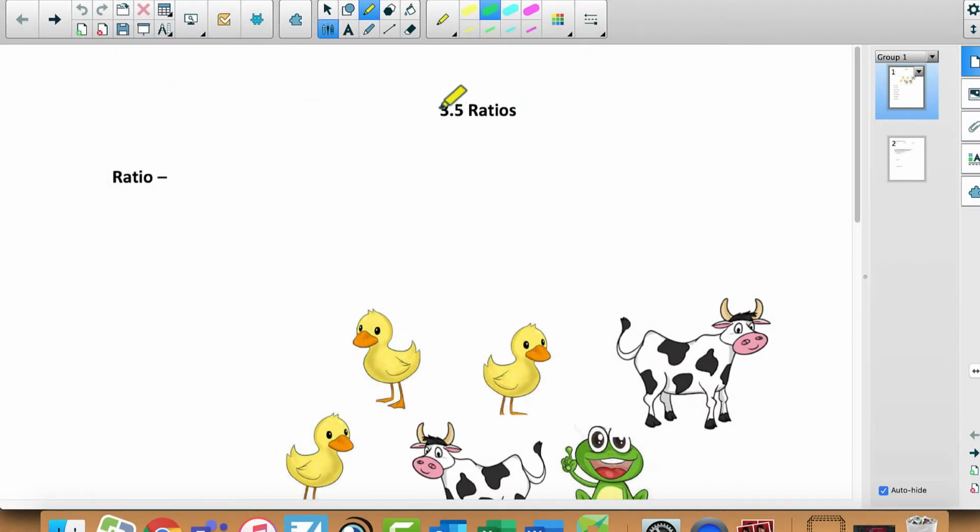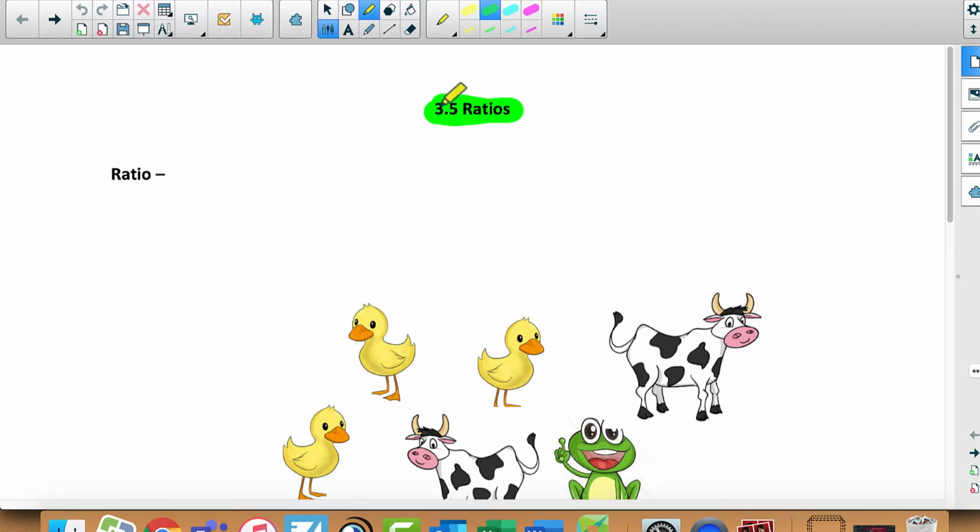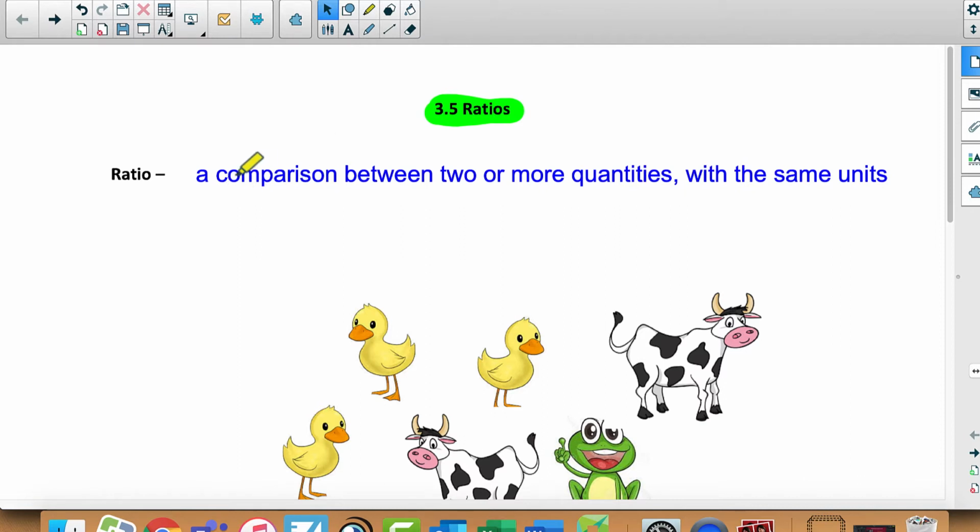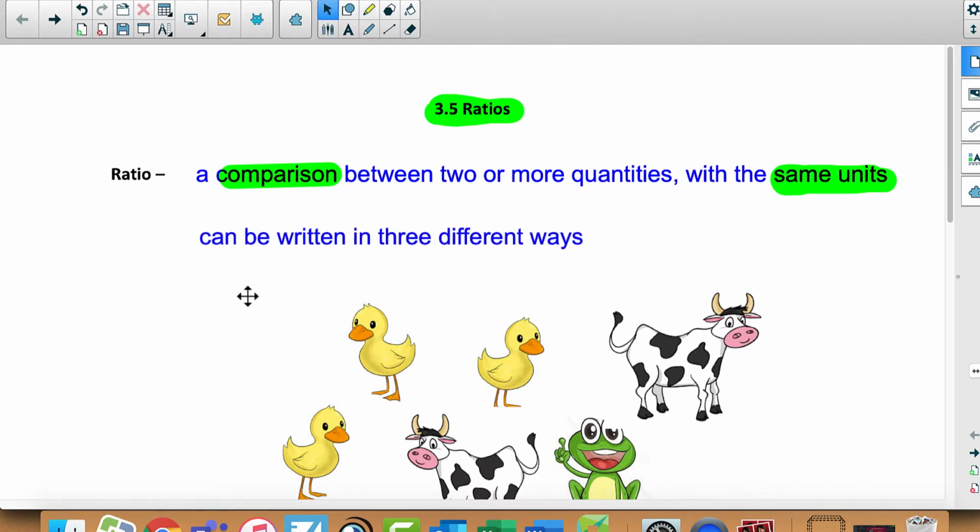Okay, grade 8s, we're going to move on to section 3.5, which is on ratios. So, what is a ratio? Well, quite simply, a ratio is a comparison. It's when you're comparing two quantities, amounts, two things, and it could be more than two as well. Often it's 2 or 3, but you could have more than that. And it's important they have the same units. We'll talk about rate next class and next video, and in a rate they have different units, but in a ratio, same units. And there's 3 different ways that you can write a ratio.